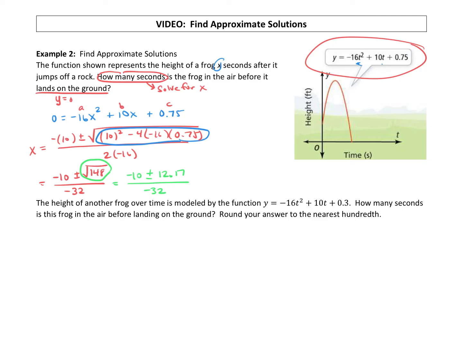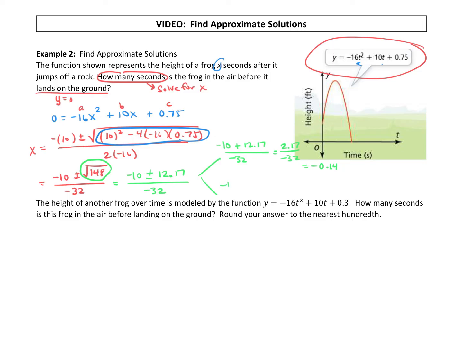All right, because the negative 10 and the 12.17 are like terms, we're going to split this up and continue on with our simplifying. First one will be negative 10 plus the 12.17, all divided by negative 32. When we do that, we will simplify the numerator. Negative 10 plus 12.17 is 2.17, divided by negative 32 gives us negative 0.14. So there's one of our solutions.